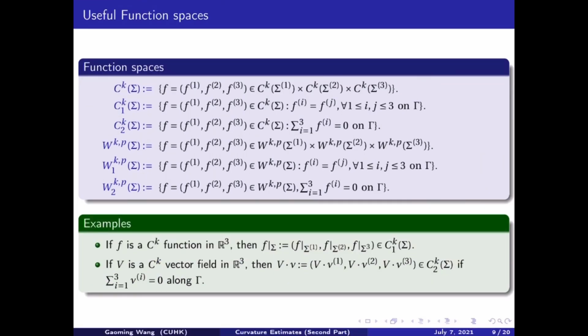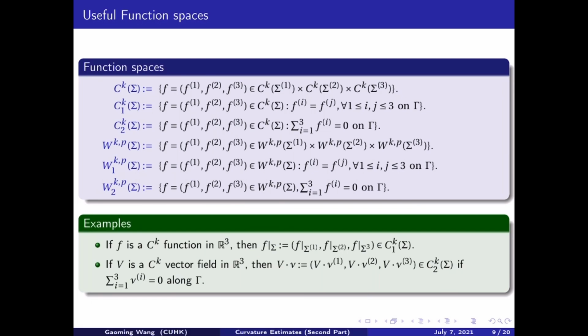Before starting the second variation formula, let's introduce some useful function spaces and fix some notation we will use later on. Still let Σ_γ be our triple junction surface. When we say a function f on Σ, we always mean f has 3 components, f_1, f_2, f_3, each of them defined on Σ_i. We do not require these functions to agree with each other along γ. Basically, you can think of f as 3 independent functions defined on each Σ_i.